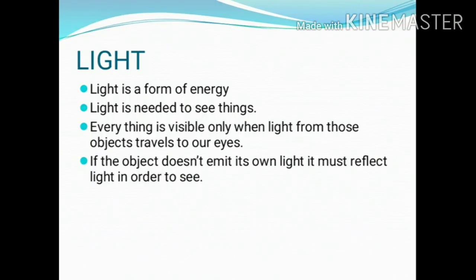Light is a form of energy. Without light we cannot see anything. So light is needed to see things. Everything is visible only when light from those objects travels to our eyes. If the object doesn't emit its own light, it must reflect light in order to be seen.